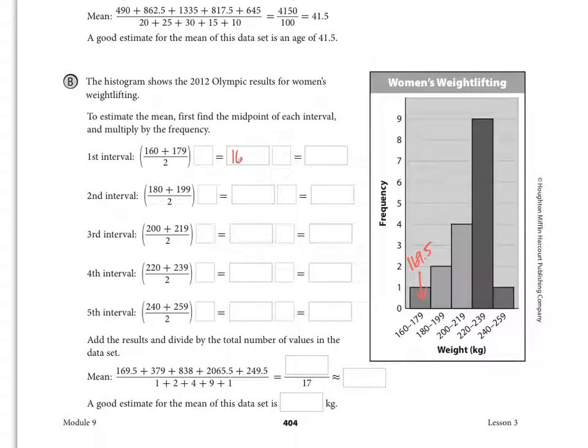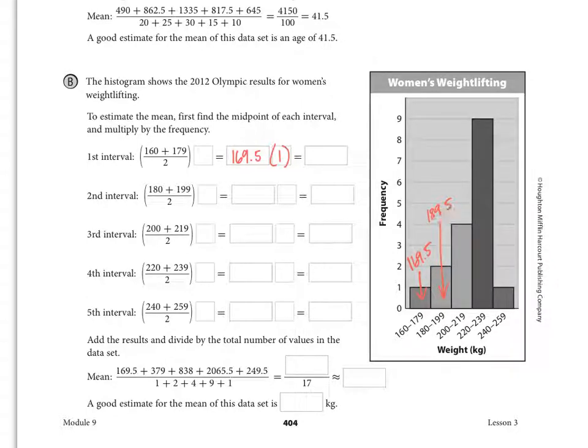So we're doing 169.5 times 1. There's only one of them. From there, the second interval, there's 2 of them. So right here, I'm going to find the halfway point between 180 and 199, and that's 189.5. I'm going to now assume that both of these data values, there's 2 of them, are both 189.5.